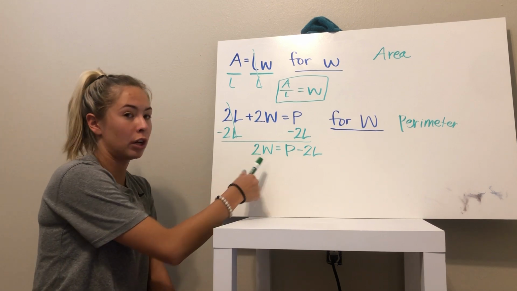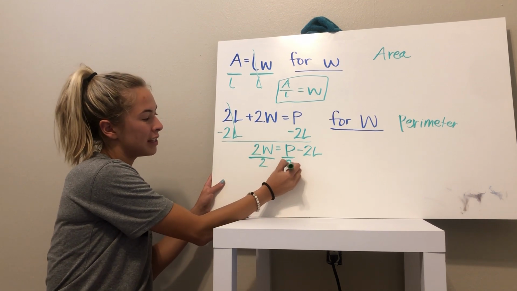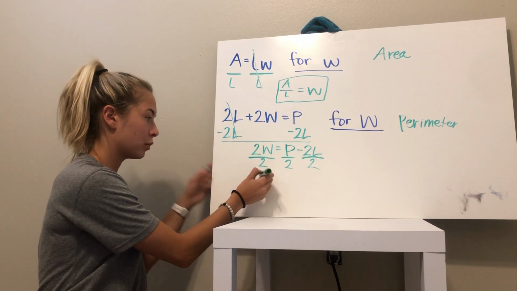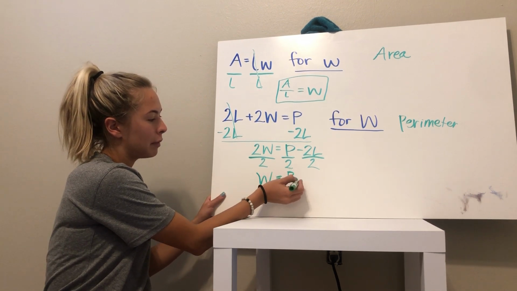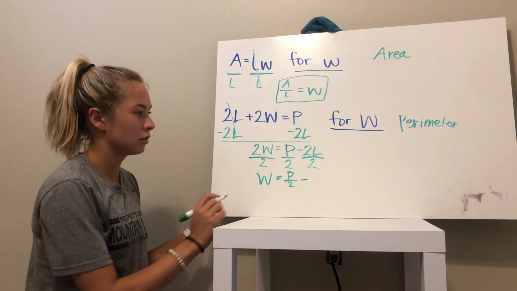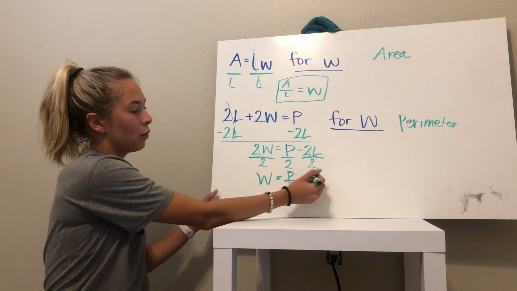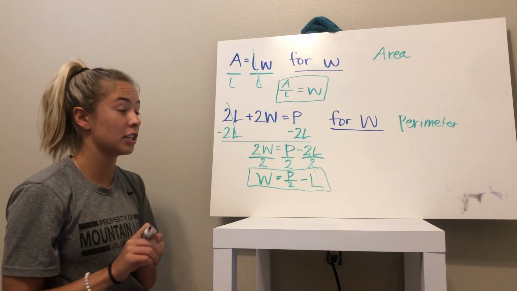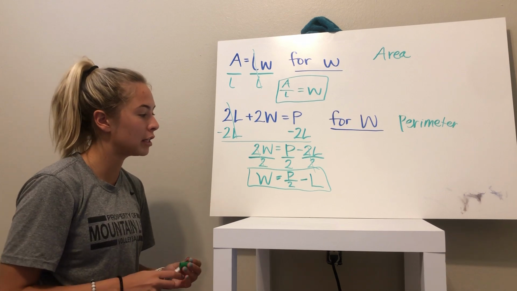Last thing, we have a 2W, and we want just W. So we need to divide by 2. Again, do it separately to each term on the right side. So on the left, we have a W, which equals P divided by 2. That can't be simplified. And then we have minus 2L divided by 2. These two cancel the same way that these did. So we're left with just L. And this is our final solution for W in the perimeter formula. W equals P divided by 2 minus L.